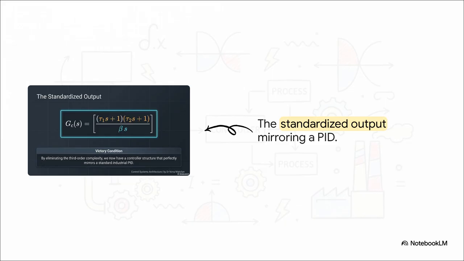By eliminating that third-order complexity, we yield a standardized G of CS output. The equation simplifies beautifully to tau 1s plus 1 times tau 2s plus 1, all divided by beta s. This newly refined structure now perfectly mirrors a classical industrial PID.